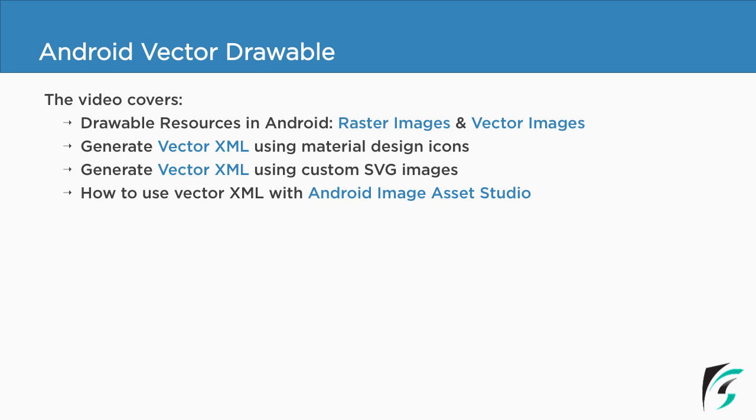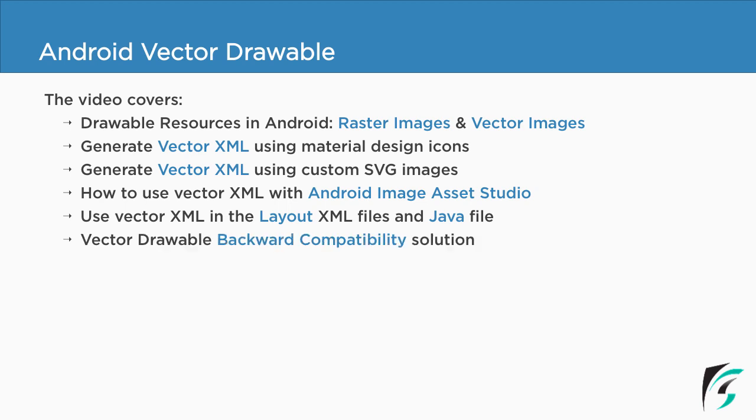your Android application. And then I'll also show you how to use these XMLs from the layout XML file as well as from the Java file, that is the activity files of your project. Once done with all this, we will also see the backward compatibility solution that we have for the vector drawable.